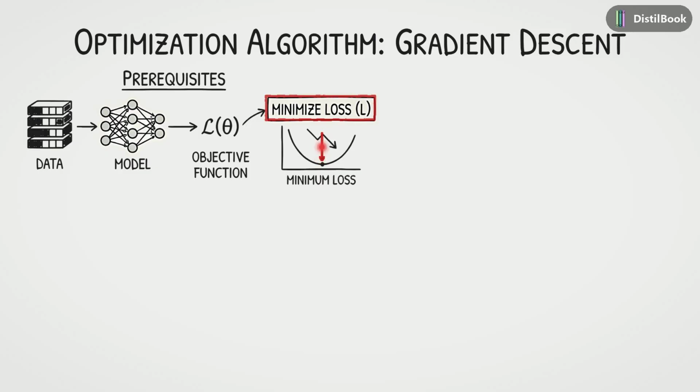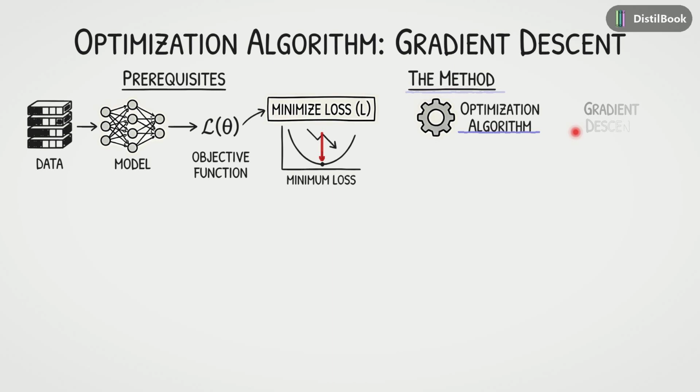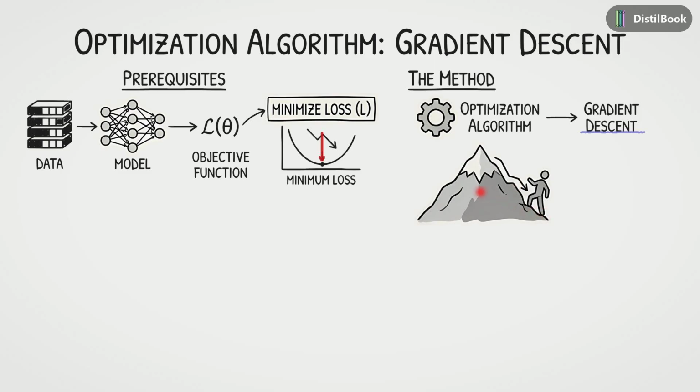To achieve this, we need a robust method to guide us. The industry standard optimization algorithm for deep learning is called gradient descent. Think of it like navigating a landscape. Imagine you are on a mountain and need to find the way down to the bottom of the valley. It is a process of iterative improvement, taking one step after another to get closer to your destination.